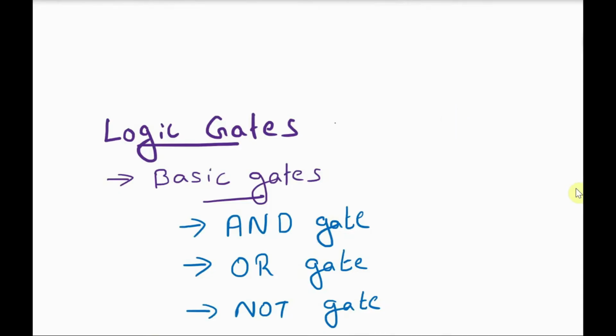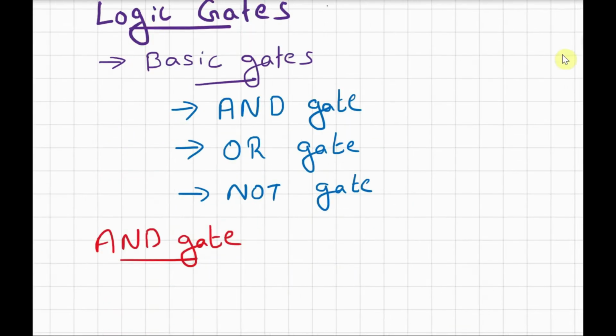In this session, we will see about logic gates. First, we will see about the basic gates. There are three types of basic gates: AND gate, OR gate, and NOT gate. We will see one by one. First, we will see AND gate.